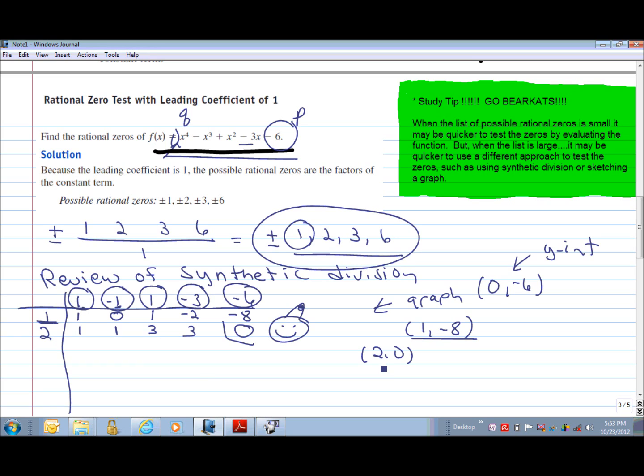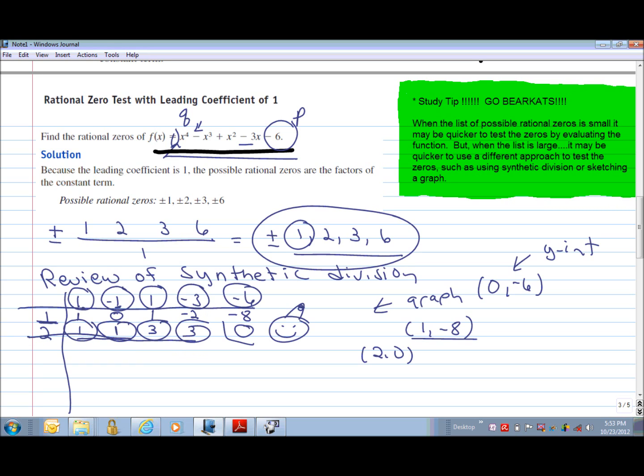Now, what I've done is I've gone from a 4th degree polynomial to a 3rd degree polynomial because I found a 0. My new polynomial has the coefficients of 1, 1, 3, and 3. So as I continue on to find more zeros synthetically, I'm now going to use this new set of numbers after I find a zero. But until I find a zero, I'd have to use the original set. Now I'll use this new set.